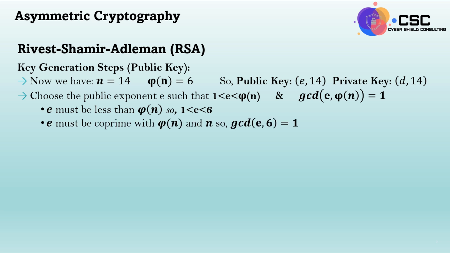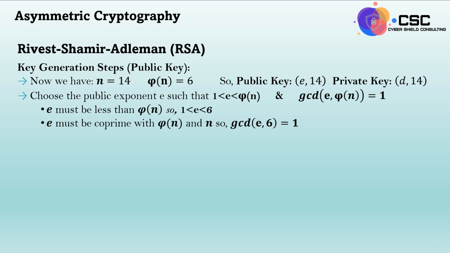And e must be co-prime with the totient. This means the greatest common divisor between e and 6, which is the totient, must equal 1. That means e and the totient should have no common factors other than 1. It's good to understand what co-prime numbers mean. A number is considered co-prime with another if the greatest common divisor, GCD, between them is 1.